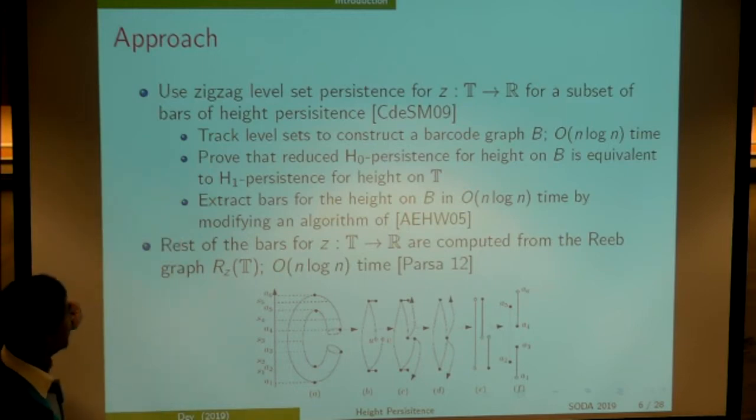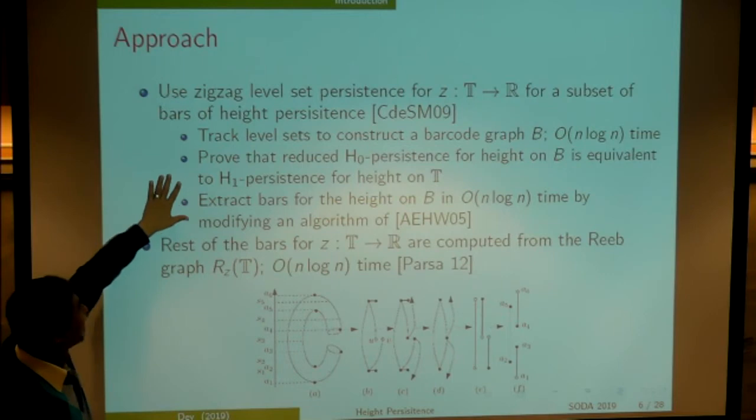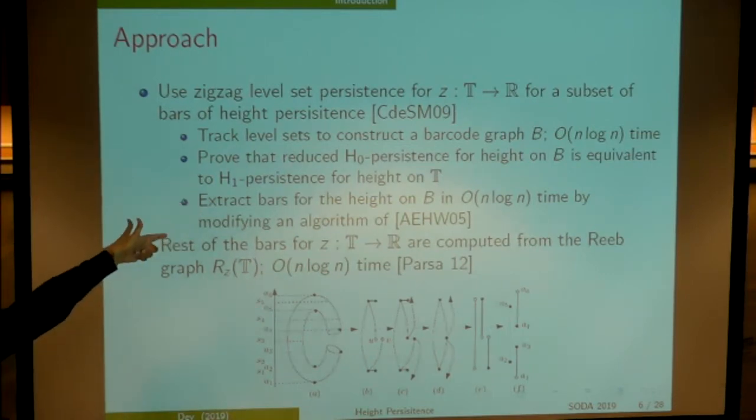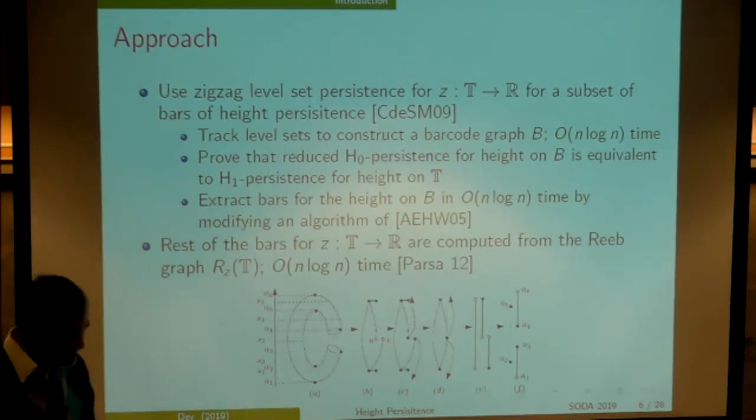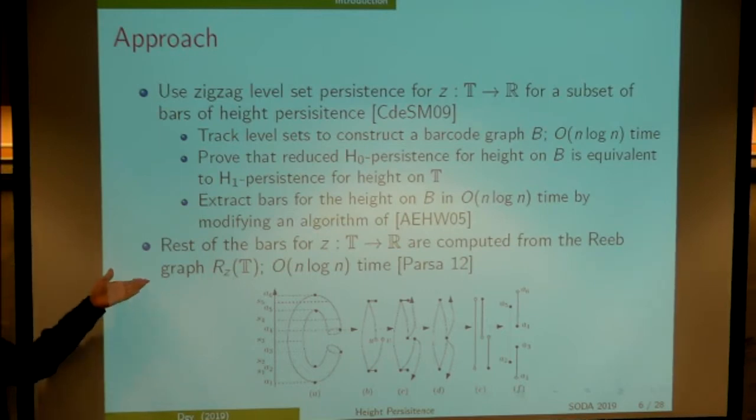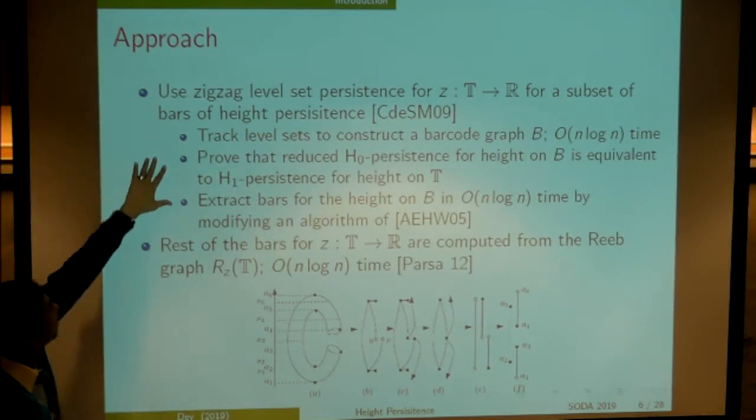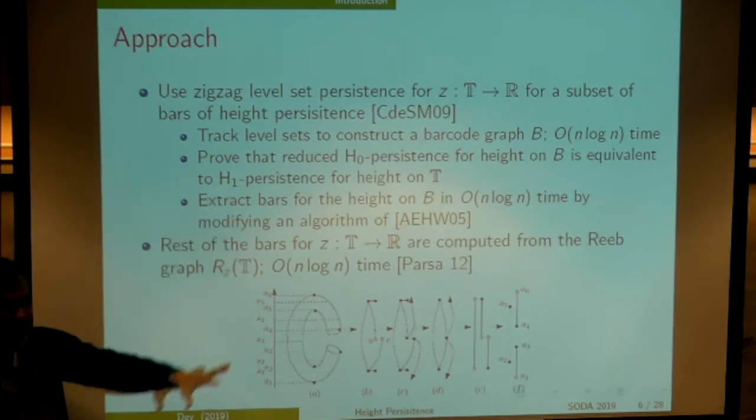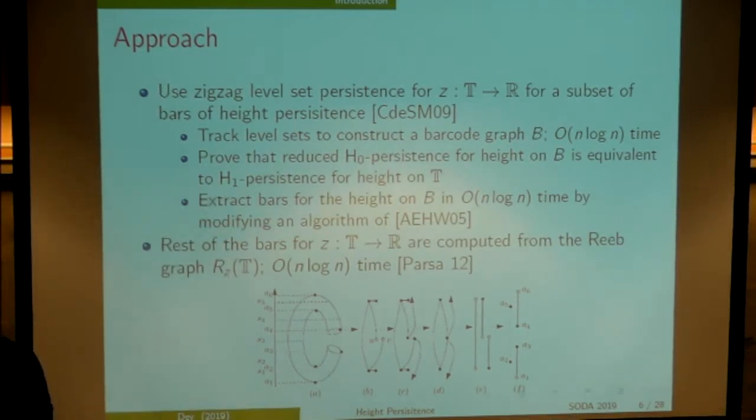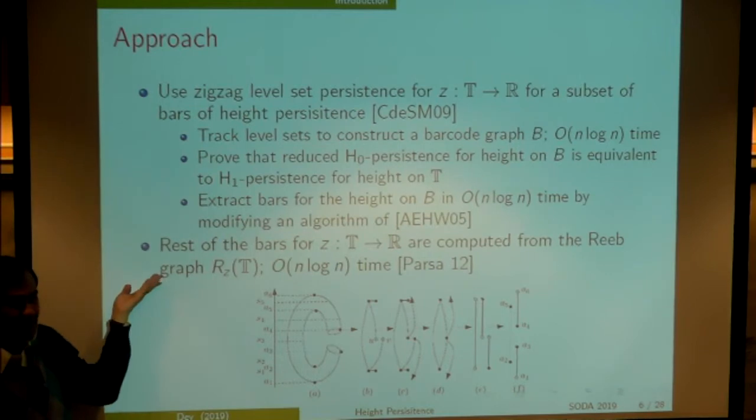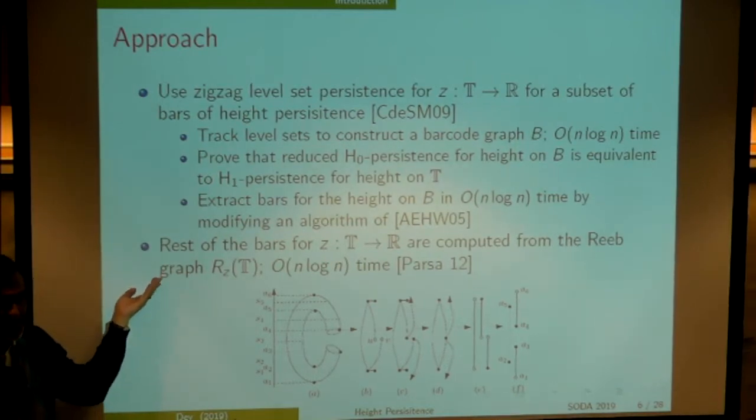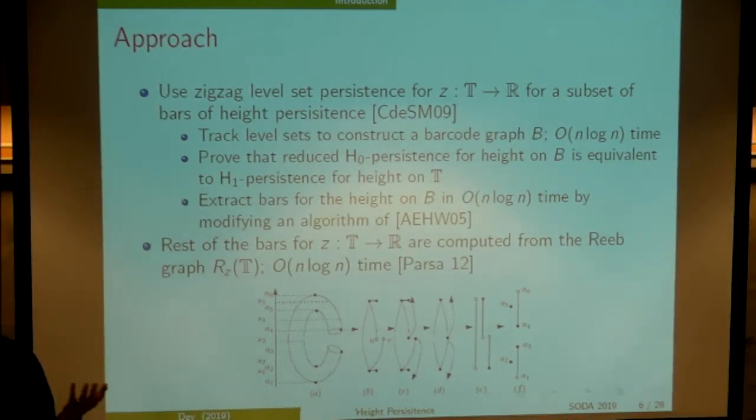Let me tell you one more thing, sorry. I get only half of the bars from this approach, but the other half of the bars I get from something different, which I get from the Reeb graph of the space. So from computing the barcode graph and extracting the bars, I get a subset of my bars. The rest of the bars I get from the Reeb graphs. These two together give me the whole set.